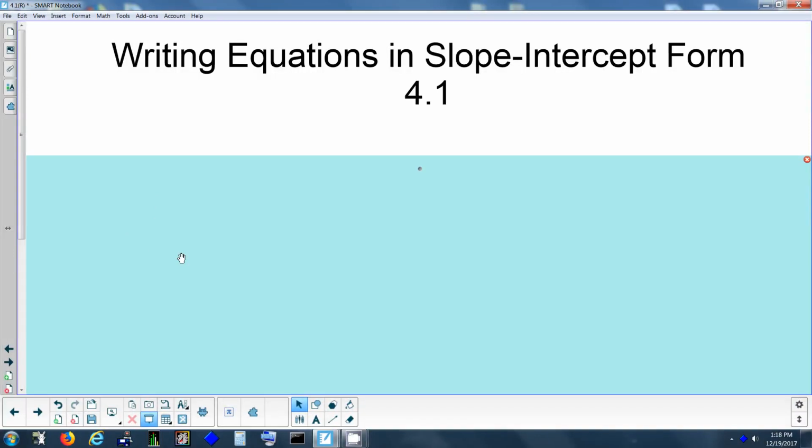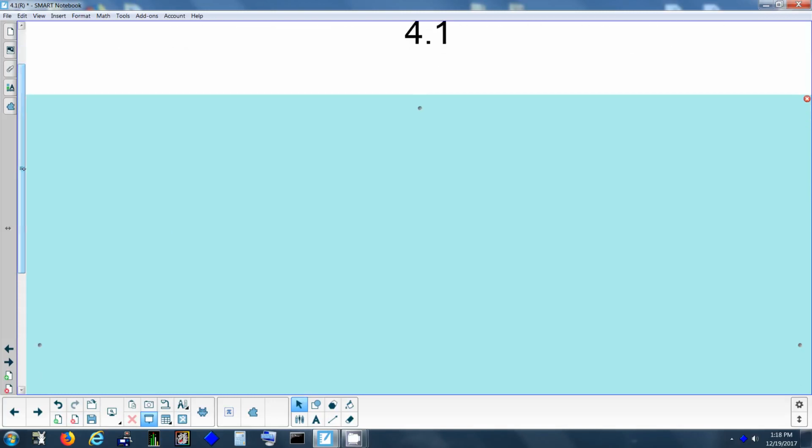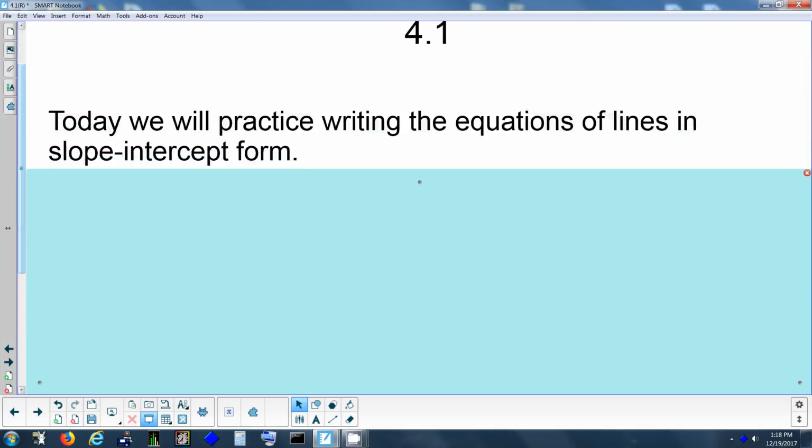Slope, intercept, form. We've talked about it, right? Writing, equation, all that stuff we're talking about. But this is the big thing. Slope-intercept form. Yes, we're talking about that again. We know it. We talked about it last academic week. You guys have talked about it in middle school. So today we're going to practice writing equations of lines in slope-intercept form.